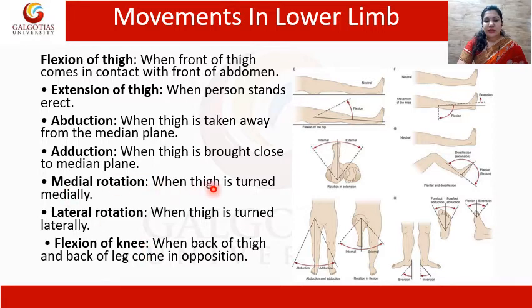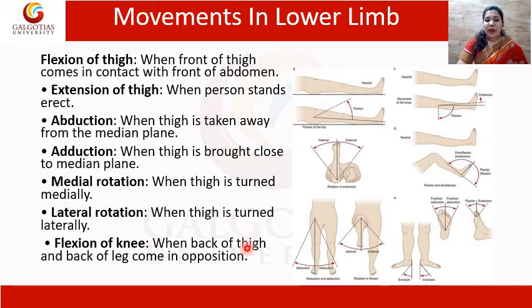Then medial rotation. When the thigh is turned medially, it is called medial or internal rotation. These rotations are considered with the ball and socket joint of the shoulder or hip joint. When the ball of the humerus or the ball of the femur goes inside, it is called medial or internal rotation. When the ball of the humerus or femur goes out of the body, it is called external or lateral rotation.